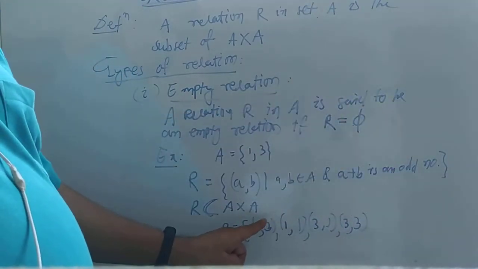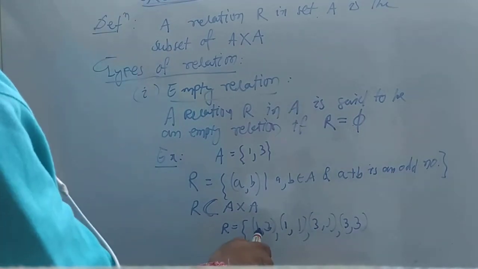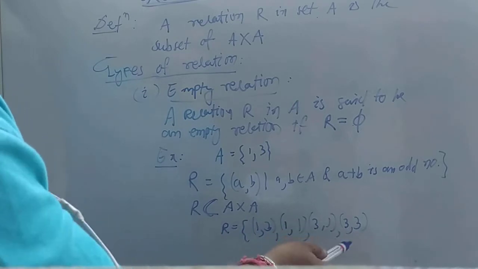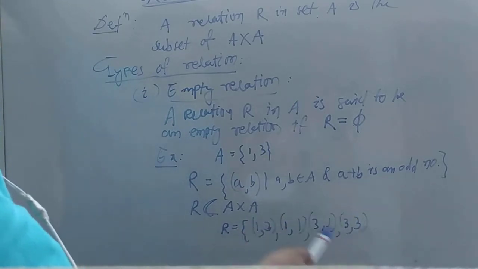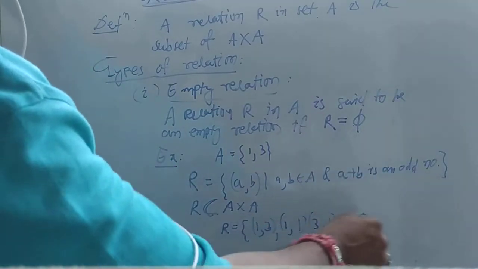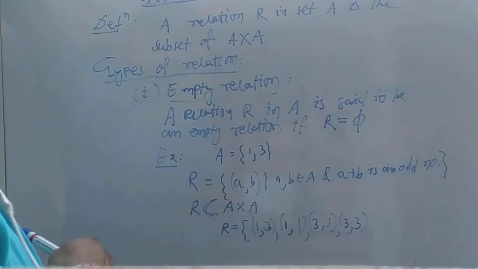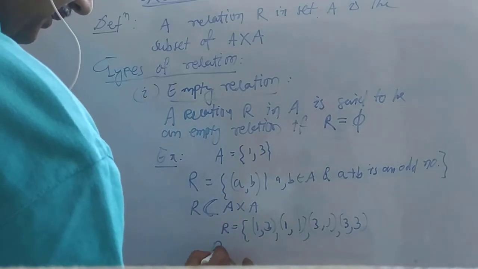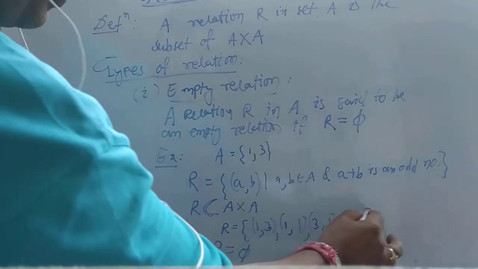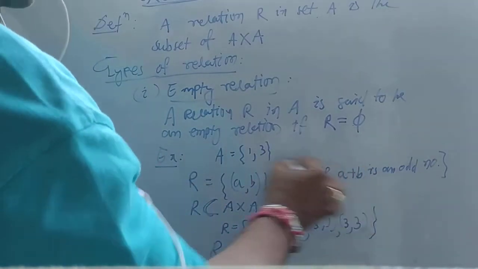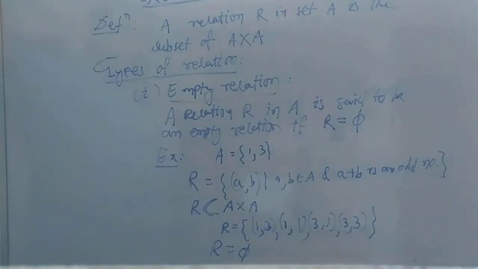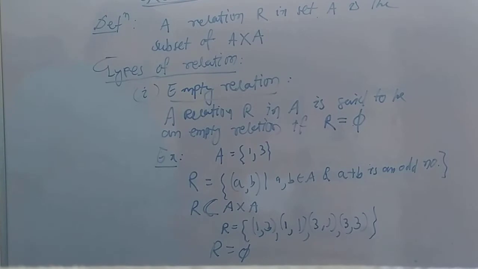A plus B: 1 plus 3 is 4, which is not an odd number, it's even. 1 plus 1 is 2, even. 3 plus 1 is 4, even. 3 plus 3 is 6, even. So as per the relation as it is defined, here we are not getting any odd number. That means R is equal to phi, because none of these ordered pairs belong to R, defined by A plus B is an odd number. R is equal to phi. This is called an empty relation.